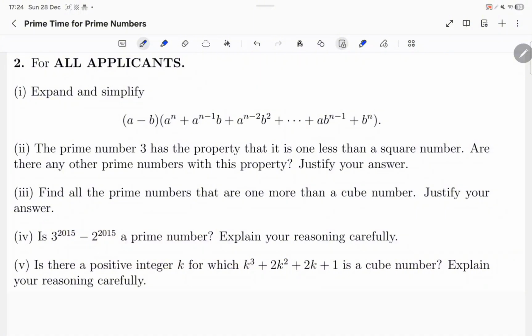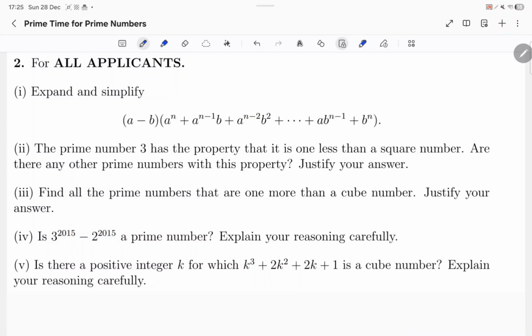Part 2. The prime number 3 has the property that it is 1 less than a square number. Are there any other primes with this property? Justify your answer. Part 3. Find all the prime numbers that are 1 more than a cube number. Justify your answer. Part 4. Is 3^2015 − 2^2015 a prime number? Explain your reasoning carefully.